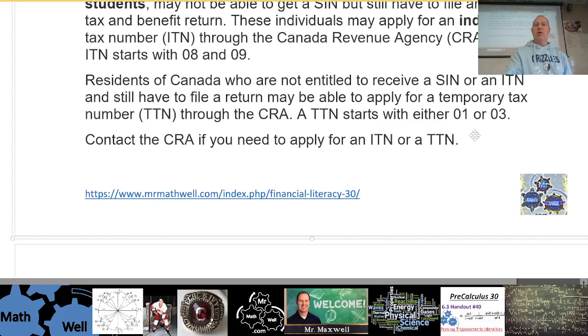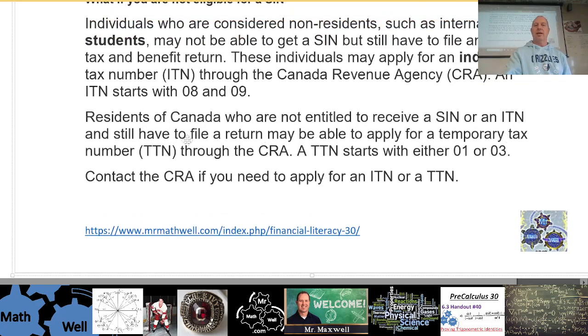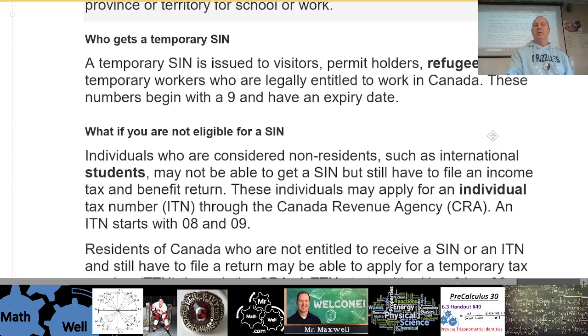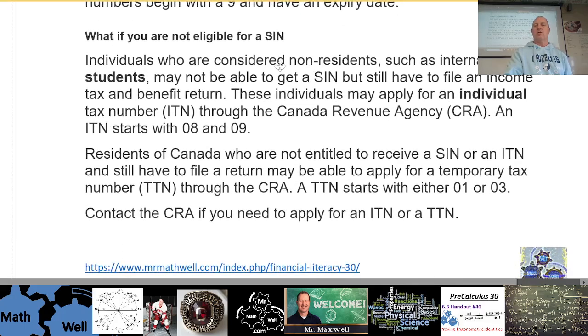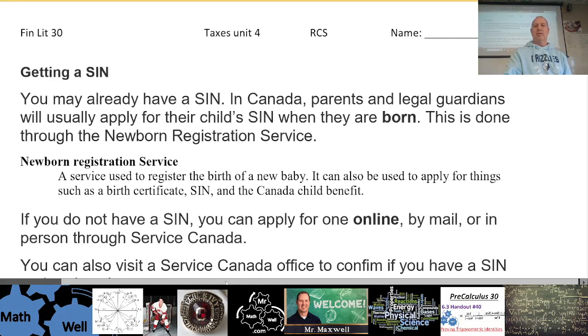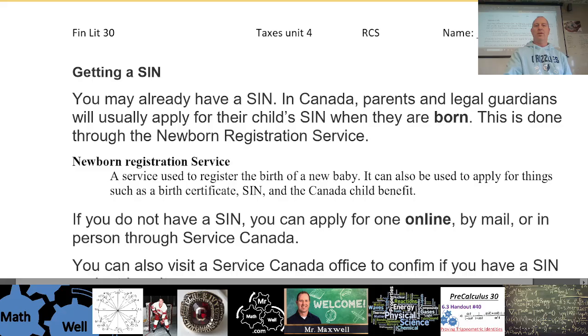Residents of Canada who are not entitled to receive a SIN or an ITN and still have a tax return to file may be able to apply for a temporary tax number through CRA, and it might start with an 01 or 03. Okay, so most of you here are residents, I believe, and so you should be able to get a SIN, but there are provisions for people that can't get a SIN. And yes, I'll probably say SIN number, even though it's a little redundant, but that's what's normally said.